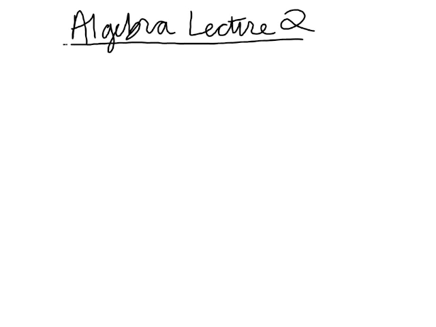Okay, we're going to begin Algebra Lecture 2. You're starting on page 85. We're going to go through exponents, scientific notation, and review polynomials. We need to talk about a couple of properties of exponents.